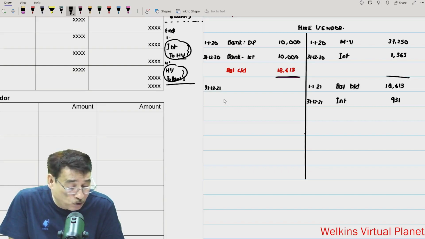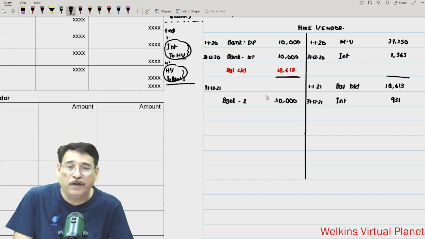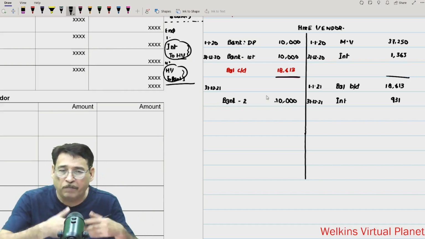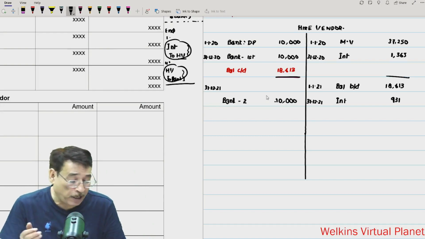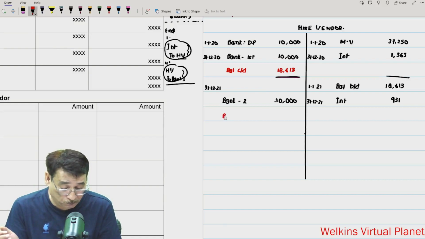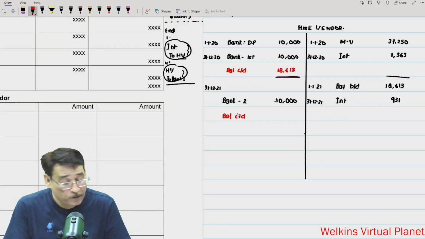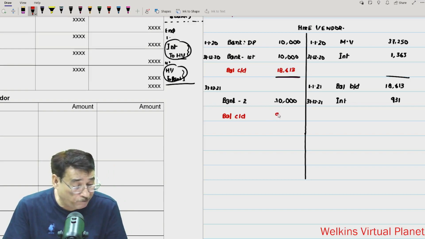I will write here to bank. This is my second installment, 10,000 rupees. So if I am paying 10,000 rupees, it includes payment for interest and payment for cash price portion. Now again, I am going to write here balance carried down. Now what is the balance after the second installment? What is the balance amount? Correct? We have paid 18,600. So the balance amount is 9544.